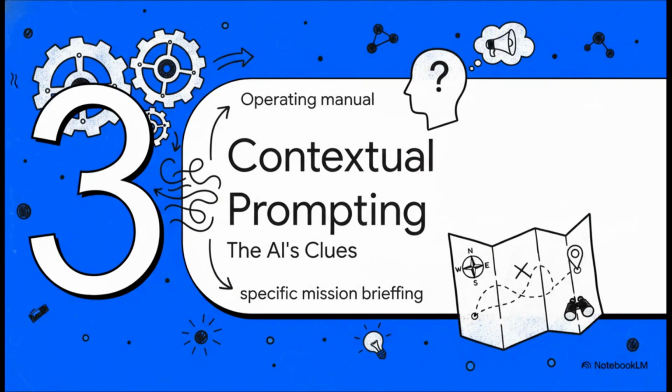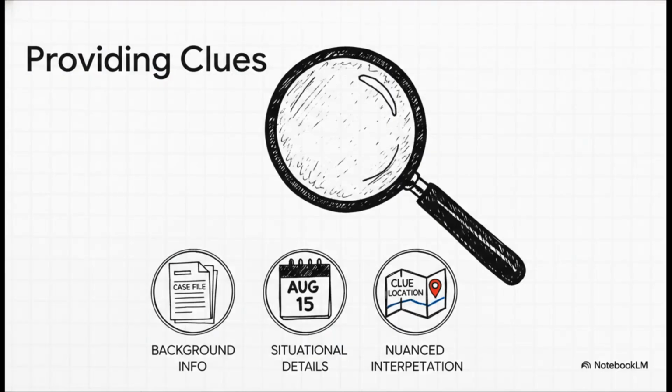And that brings us to our third and final tool, contextual prompting. So if system prompts are the instruction manual and role prompts are the persona, then context is the specific mission briefing for the task right in front of you. With this technique, you're giving the AI all the necessary background info. You're feeding it the clues, the details, and the situational awareness it needs to really understand the nuances of what you want and give you a truly spot-on answer.